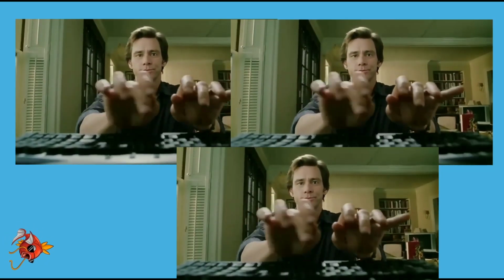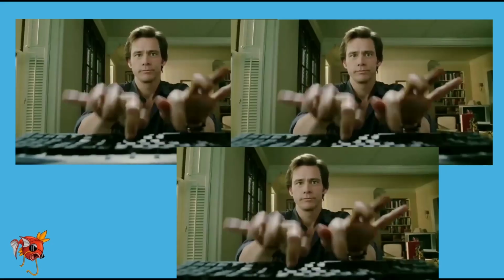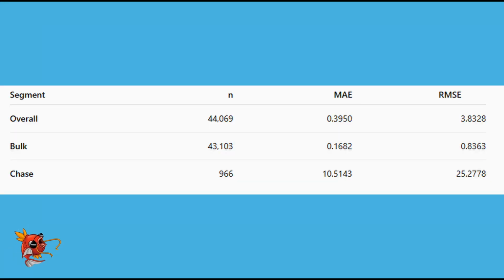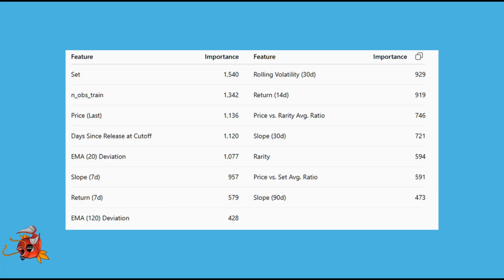I then realized I needed to put the prices on a log scale. After doing that, we got these results. You can see that the chase RMSE has dropped to $25, which is a massive improvement, as well as here the top 15 most important features, or features that contribute the most to the model. Now I am happy with my model, and we can see the results of the backtest.